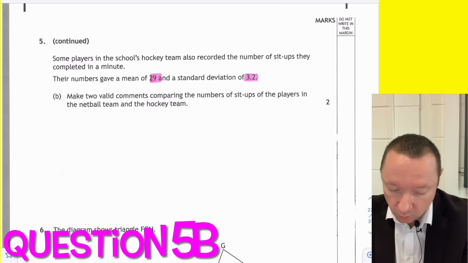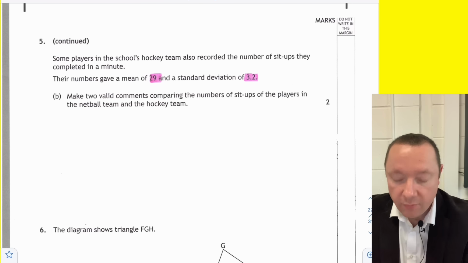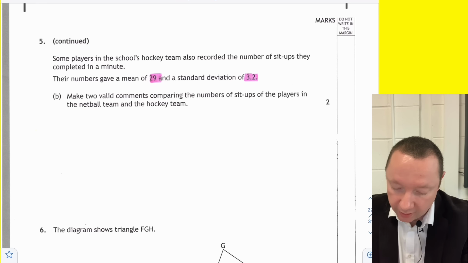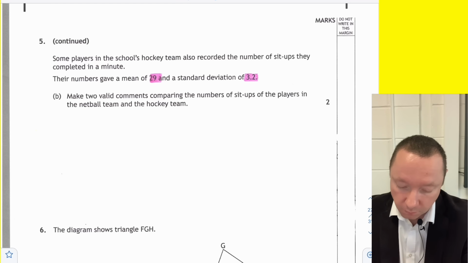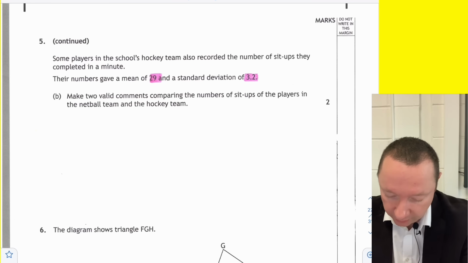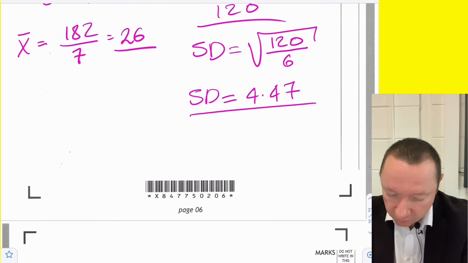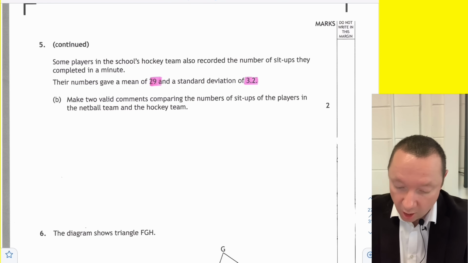We've worked out the mean and the standard deviation. Okay, part B of this question, question 5. Some players in the school hockey team also recorded a number of sit-ups they completed in a minute, and their mean was 29, standard deviation is 3.2. As I've highlighted there, make 2 comments. So I need to compare the means and I need to compare the standard deviation. So let's just double check what mine were before. The first mean was 26, it's gone up.